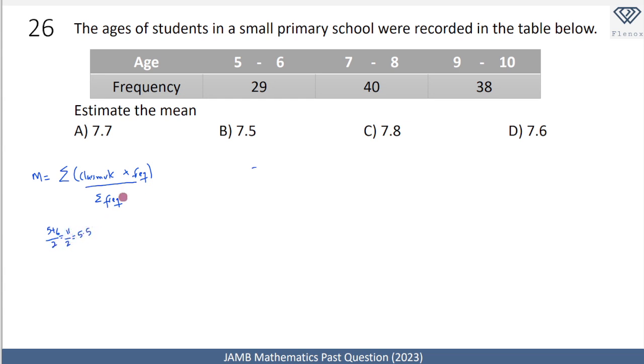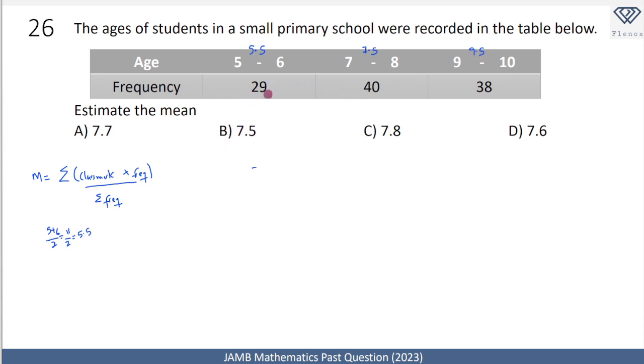So the class mark here is what? It is 5.5. Let me write that here. So the class mark here is 5.5. Similarly, the class mark here is going to lie between 7 and 8, which is 7.5, and the class mark here is going to lie between 9 and 10, which is what? 9.5, because 9 plus 10 is 19, divided by 2 is 9.5. So we found the class mark.